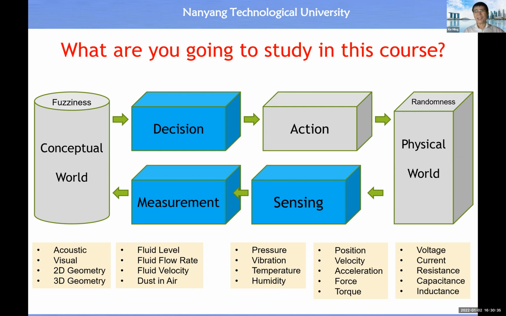In addition, this course covers the basic detail about the physical world, the basic detail about the conceptual world. The course also covers the basic knowledge for you to apply in order to cope with randomness in the physical world, and also the basic knowledge for you to apply in order to deal with the fuzziness in the conceptual world.